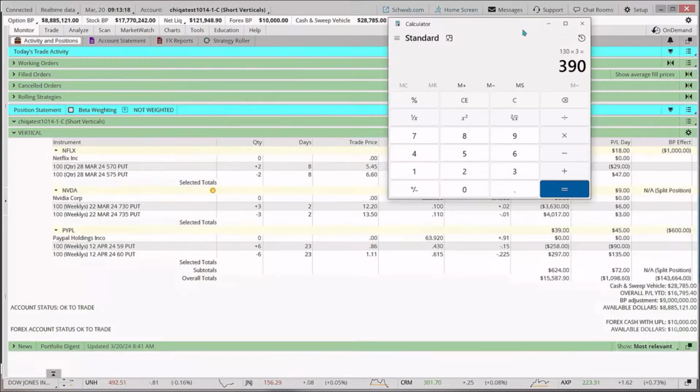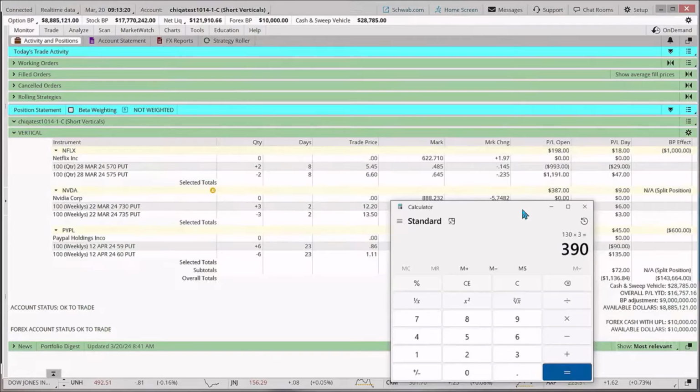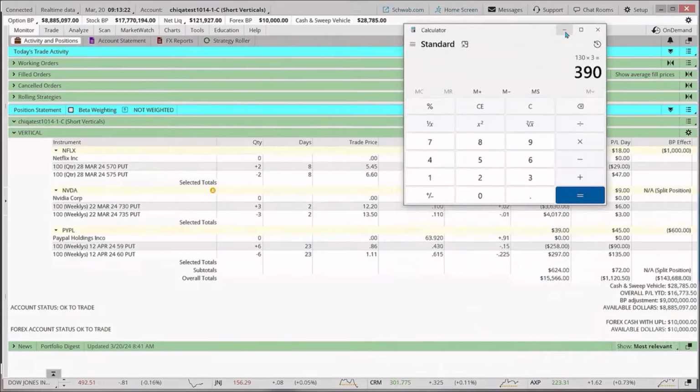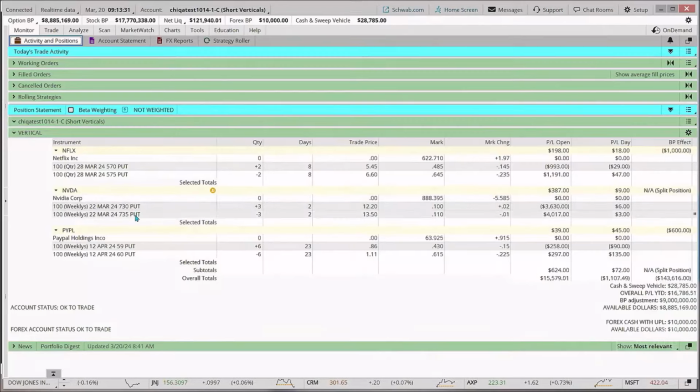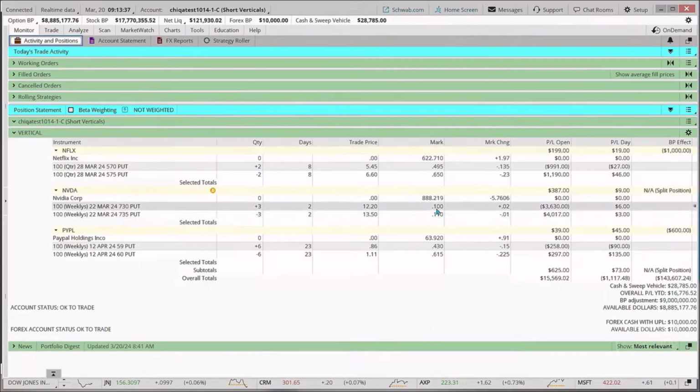Okay, we're going to be basically taking about 97% of the maximum gain on that. So let me go ahead and close this, and then let's see if we can exit this. Sometimes when these things get so far out of the money, and we're sitting here at 888, this is a 730, sometimes there is not a bid with regards to selling this long position here. It looks like we do have a little bit here though.